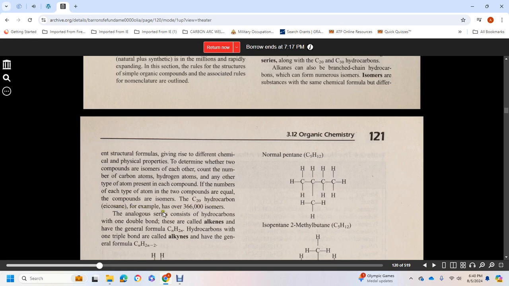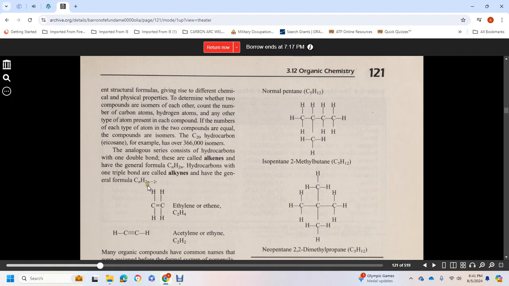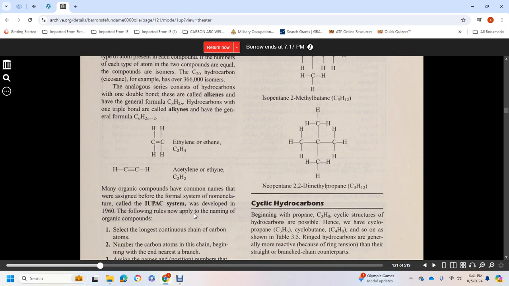eicosane, for example, has 366,000 isomers. An analogous series consists of hydrocarbons with one double bond, called alkenes, which have the general formula CnH2n. Hydrocarbons with one triple bond are called alkynes and have the general formula CnH2n-2. Ethene, acetylene, ethyne, or ethane.